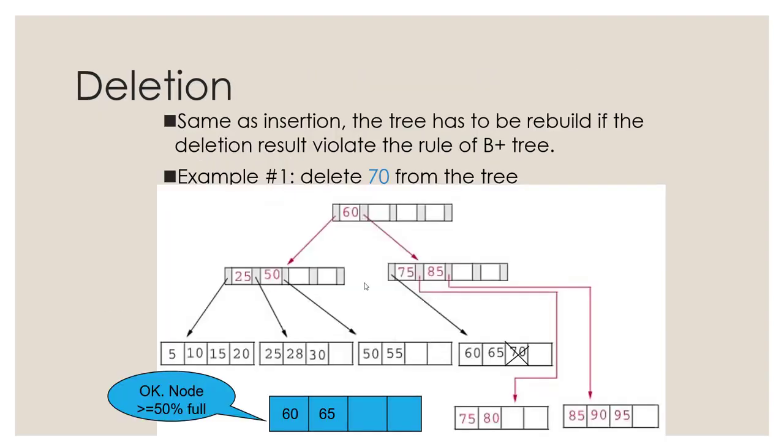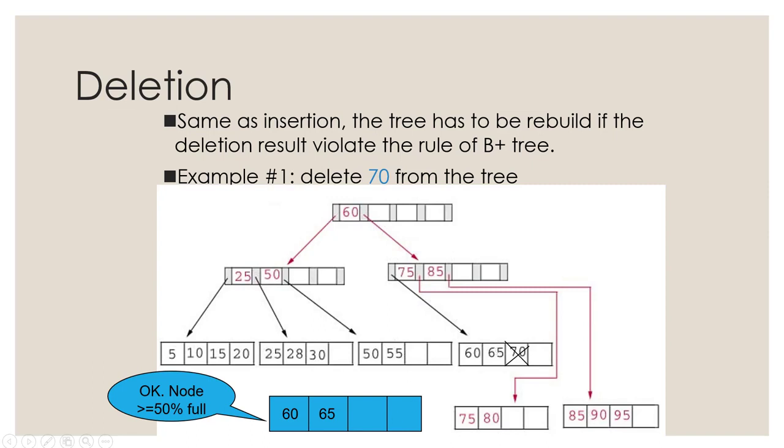So let's try deleting 70 from this tree. 70 is greater than 60, so I'm going to follow this pointer. And then 70 is less than 75, so I'm going to follow this pointer right here, and it's pointing to this one. So I have deleted 70 from this one, right? So now I'm left with 60 and 65.